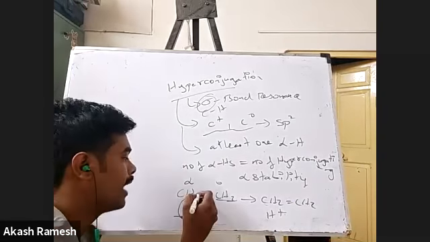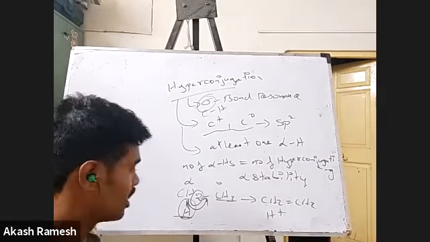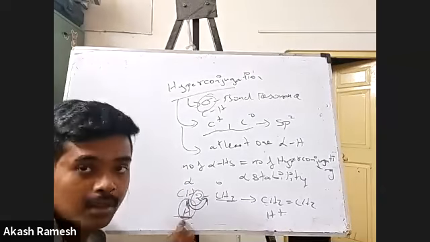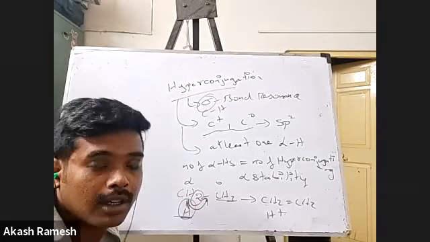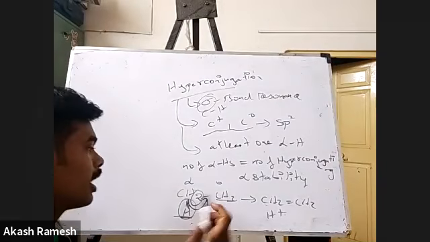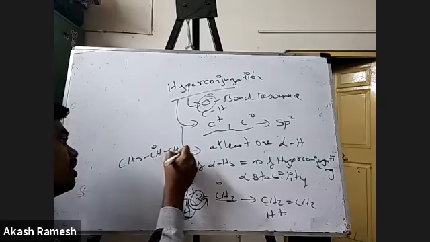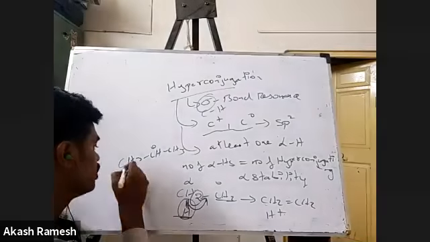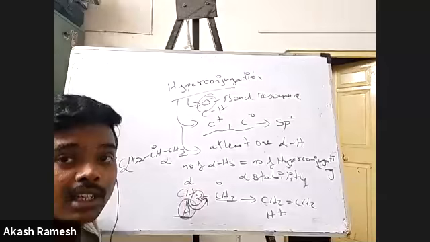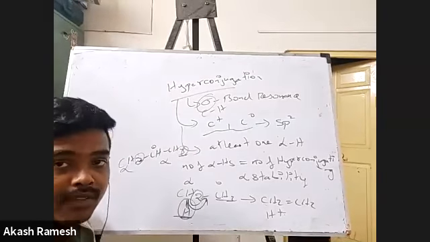As I told you, as many alpha hydrogens as I have, that many hyperconjugating structures. In this case, I have 3 hyperconjugating structures because I have 3 alpha hydrogens. One of them is this, 2 more are here. Now, if I go for secondary, say CH3 CH dot CH3, both these carbon atoms are alpha carbon atoms. How many hyperconjugations will come? 6, because I have 3 plus 3, 6 alpha hydrogens.